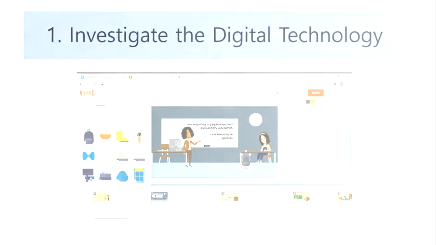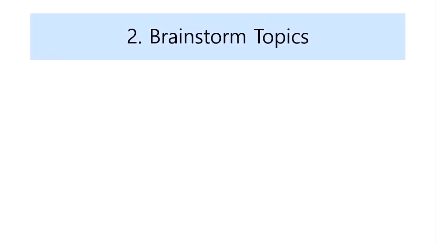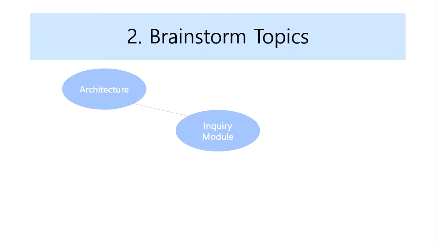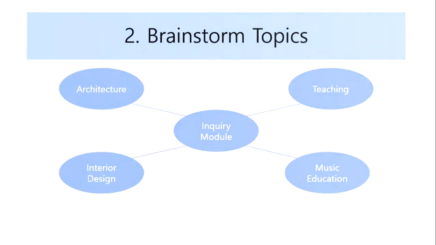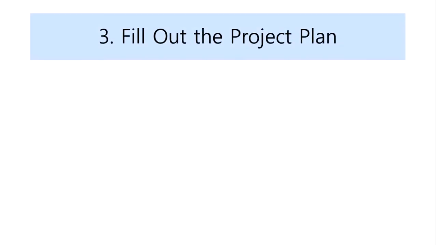So the second step in my process is brainstorming. So for example, in the inquiry module, my subject of interest was architecture, but before I chose architecture, I made a list and I made a mind map of things I would want. So I have teaching as another one that I came up with, music education, and interior design.